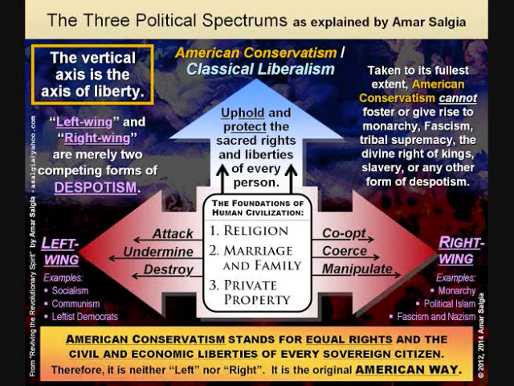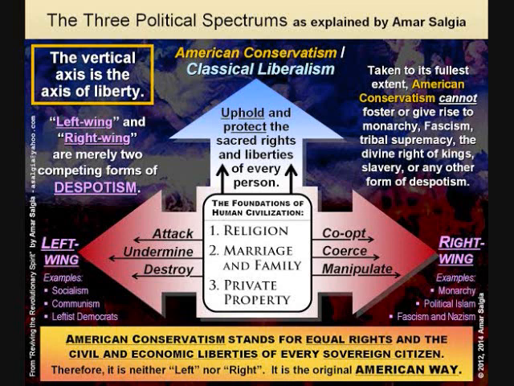Well, very briefly, and there's a lot I could say about this, I look at it this way. Civilization, all human civilization, is founded upon three things, whether we're talking about ancient Egypt, medieval Europe, or modern America, or anywhere else on Earth. Three things. Number one, religion. Number two, family and marriage. And number three, private property.